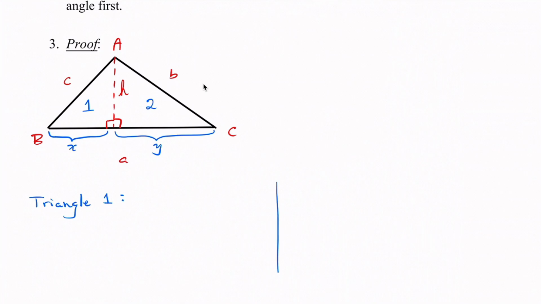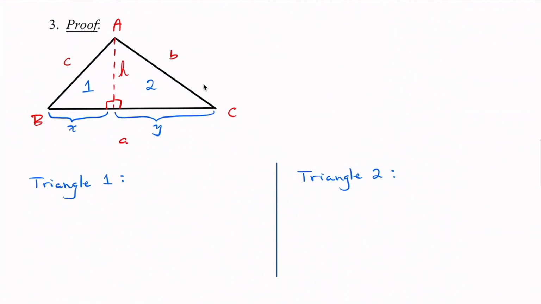And I'm just going to divide my work. I'm going to put triangle 2 work over on this side. So in triangle 1, what we're going to do first is we're going to use Pythagorean theorem. So I'm going to do a squared plus b squared will equal c squared, the longest side. So that was x squared plus h squared equals c squared.